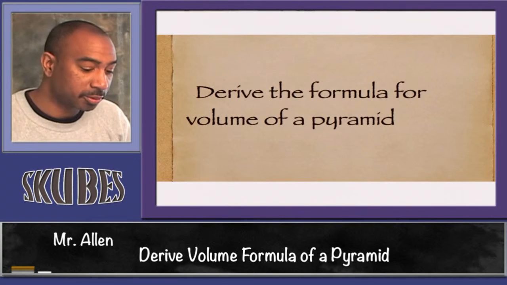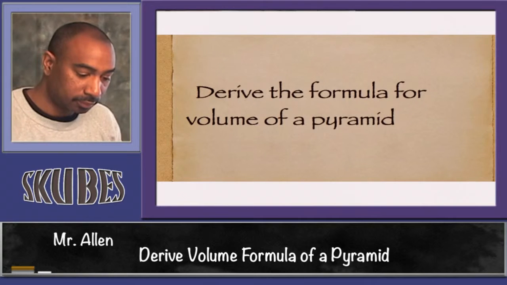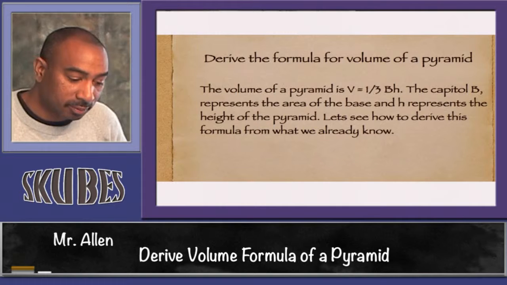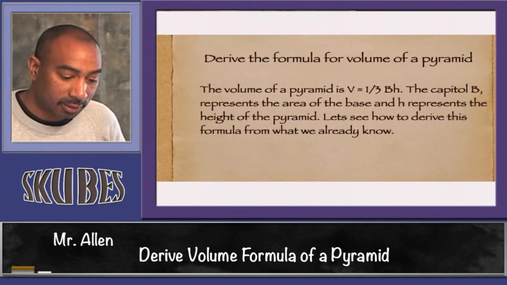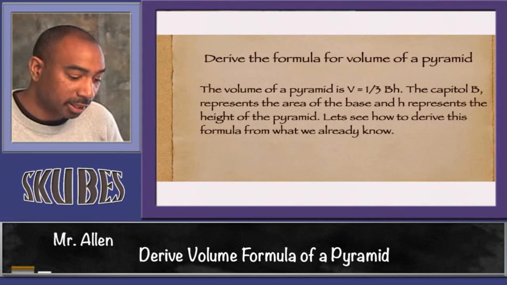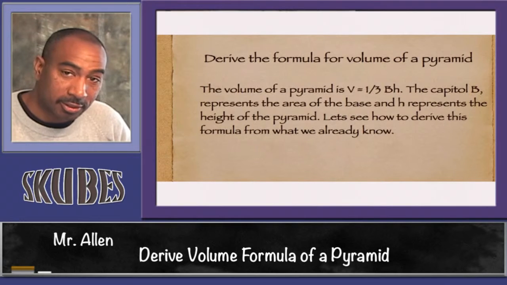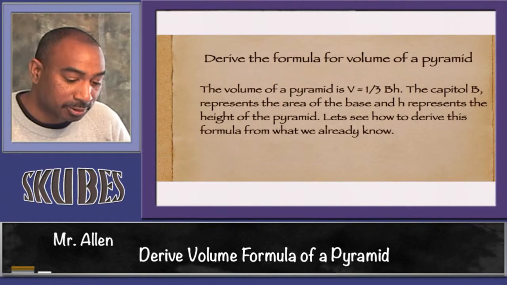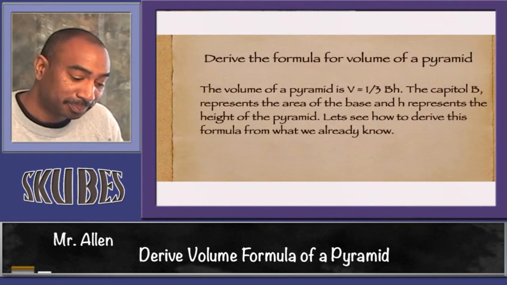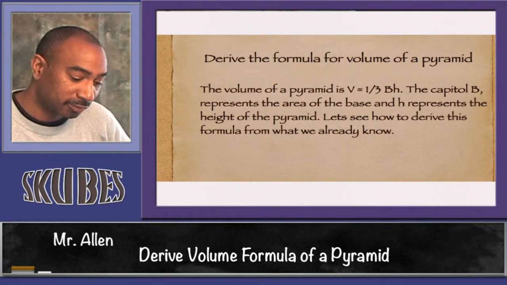All right, today's lesson, we're going to derive the formula for the volume of a pyramid. The volume of a pyramid is 1/3 base times height. The capital B represents the area of the base, and H represents the height of the pyramid. The bases differ. Sometimes they're rectangular, square, sometimes they're triangular. We're going to consider just the rectangular or the square base for this lesson. Let's see how to derive this formula from what we already know.